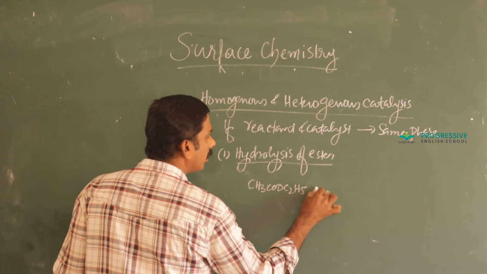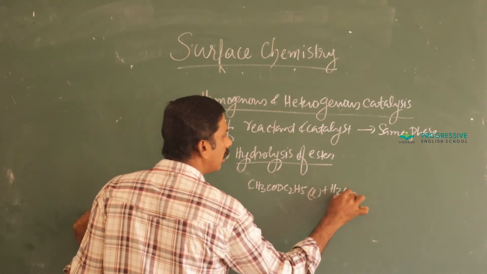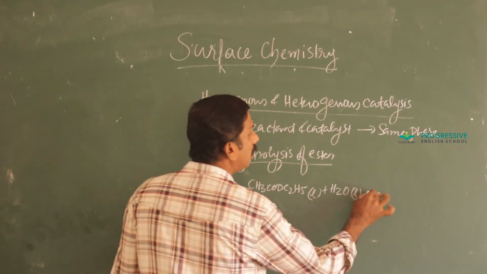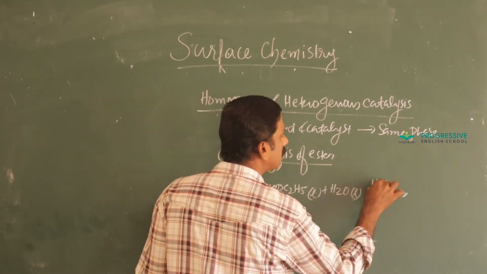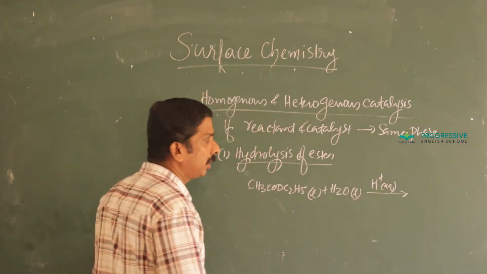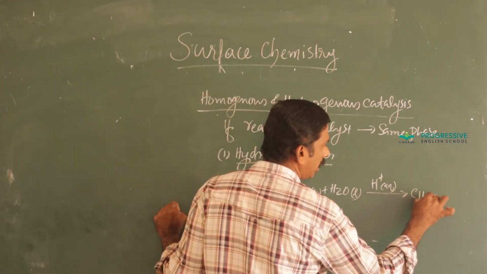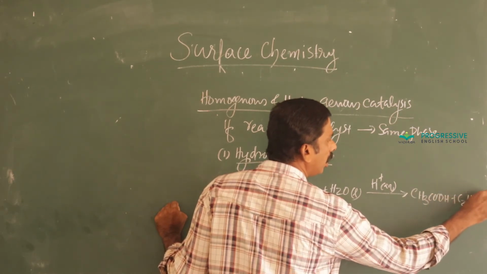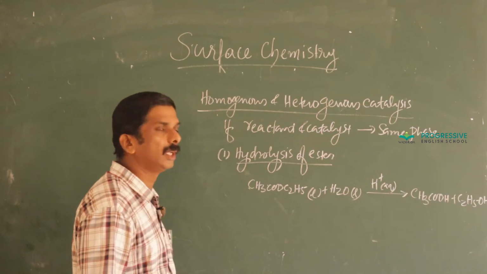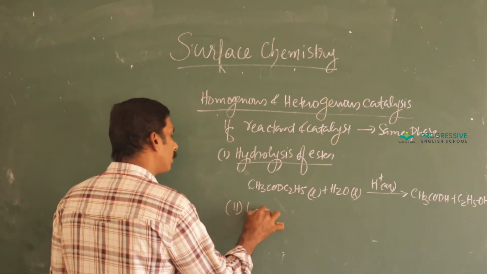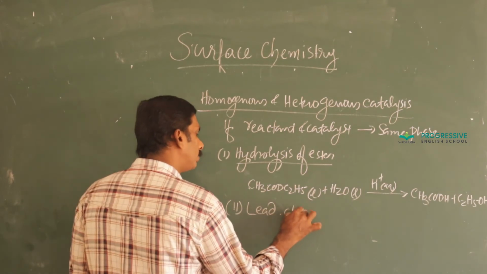Ester hydrolysis, CH3COOC2H5. Hydrolysis means splitting using water. It is normally carried out in presence of aqueous mineral acid, aqueous liquid state. The product is carboxylic acid and alcohol. And the second one, lead chamber process.